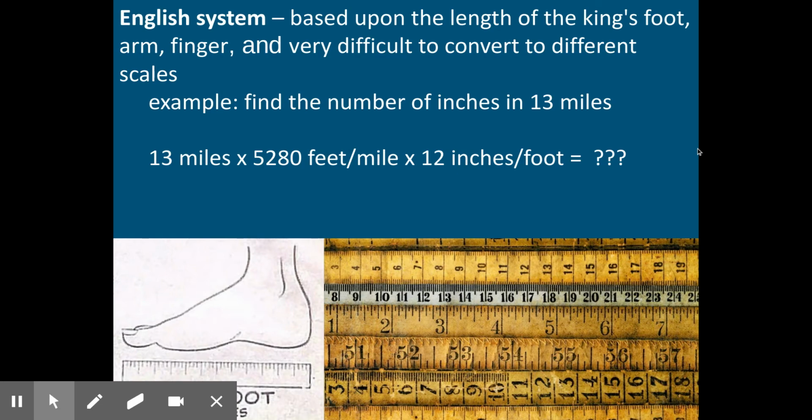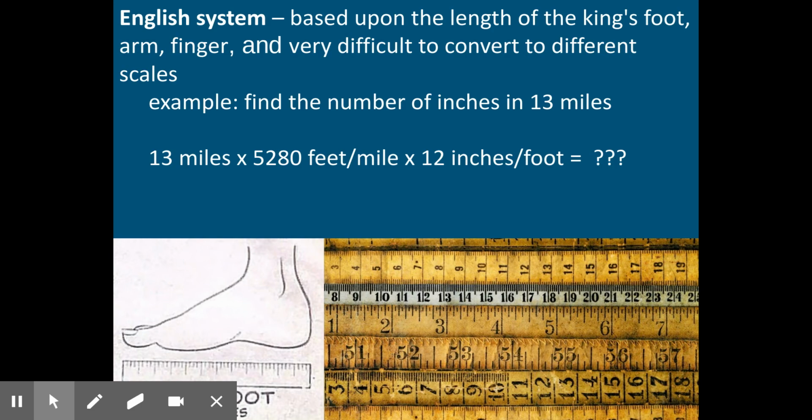So first we're going to talk about the English system. The English system you are familiar with: feet, miles, inches. This is based upon the length of the king's foot, arm, finger. Because they're not uniform, it is very difficult to convert. It's not always the same. So you have 12 inches in 1 foot, but you have 5,280 feet in 1 mile.